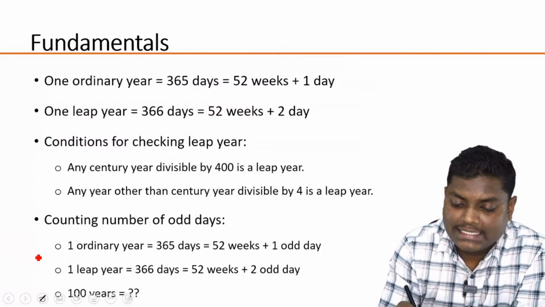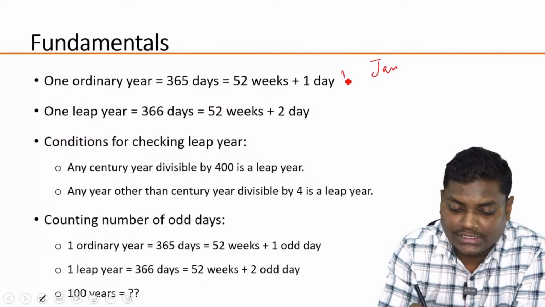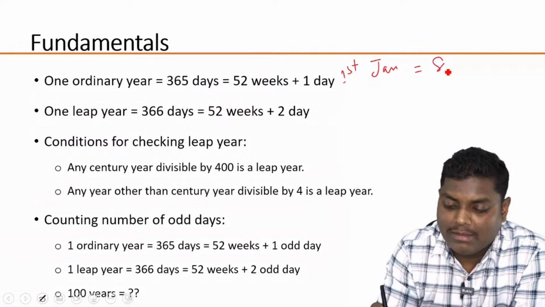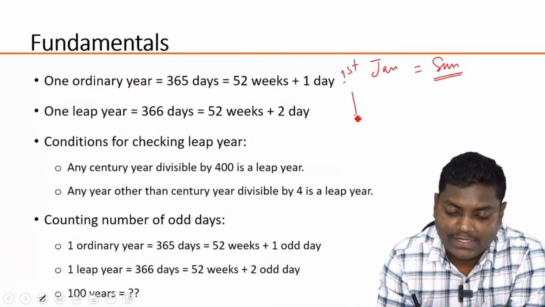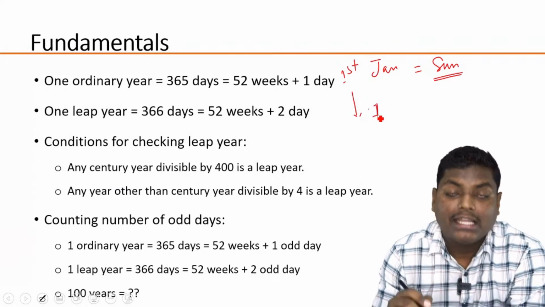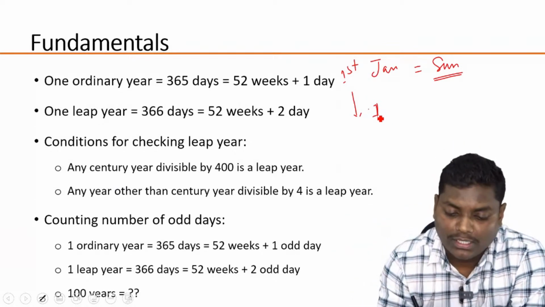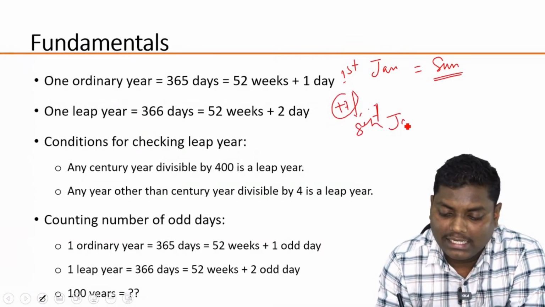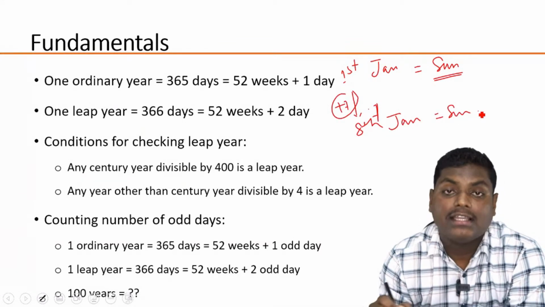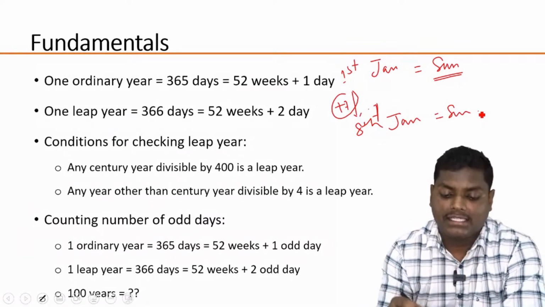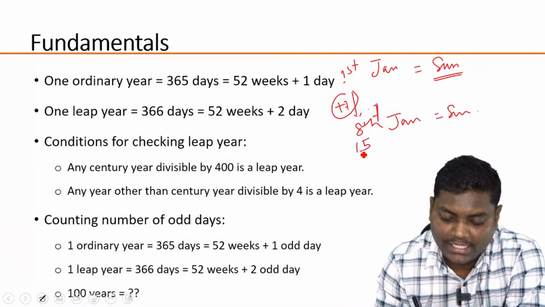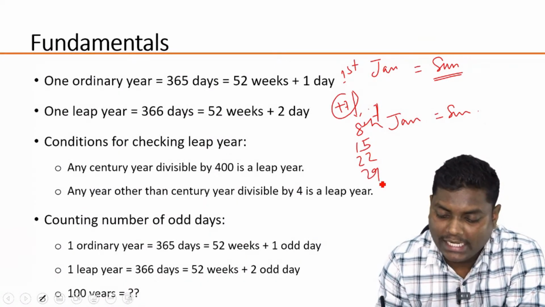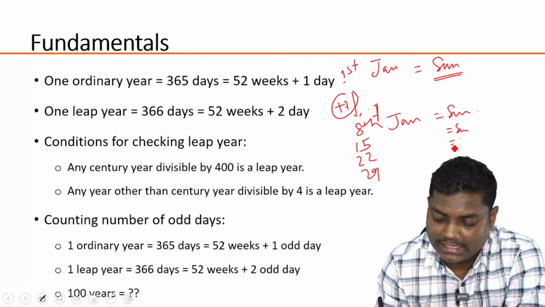Whenever, let's say, I'm saying that January 1st is a Sunday. After every 7th day, again the first day will come. So if we add 7 to the first one, 8 Jan, we'll again get a Sunday. Similarly, we will keep on adding 7 and we'll get the same day. So 8, 15, 22, 29, all of these will be Sundays.